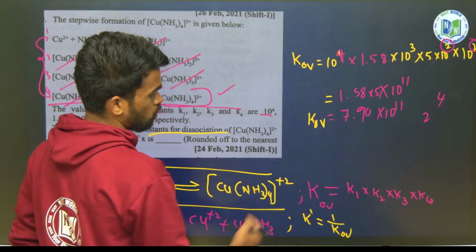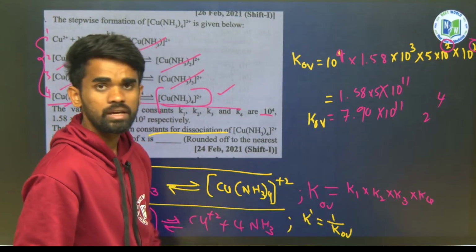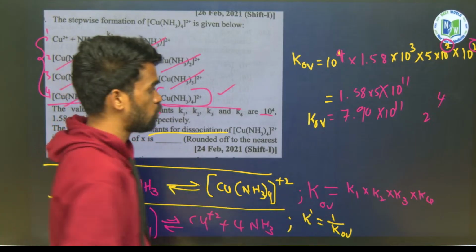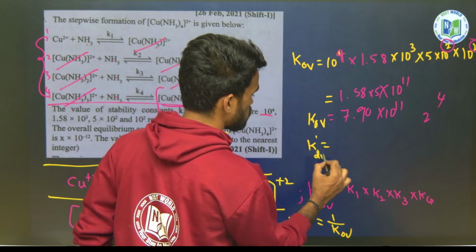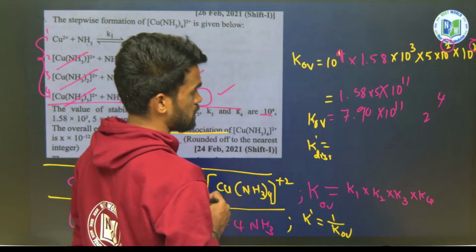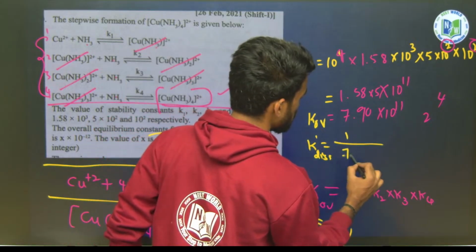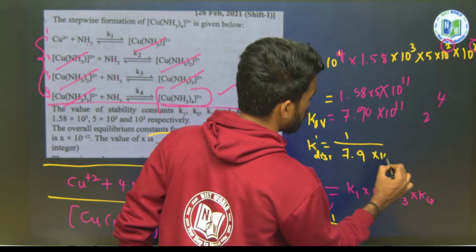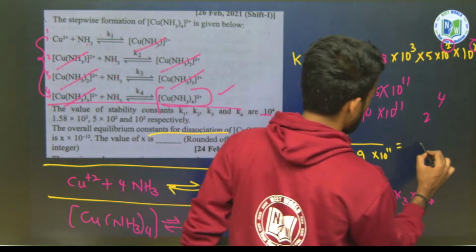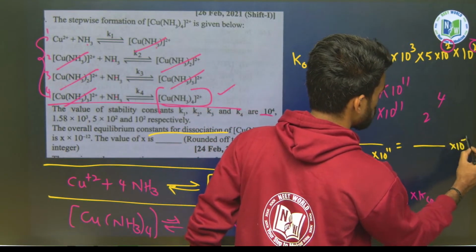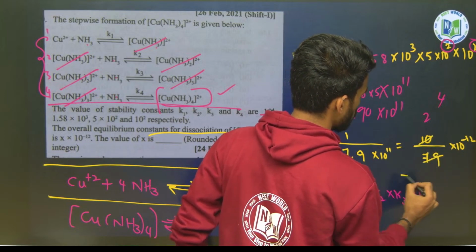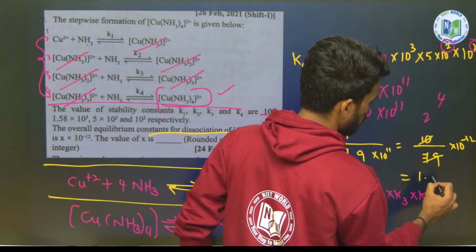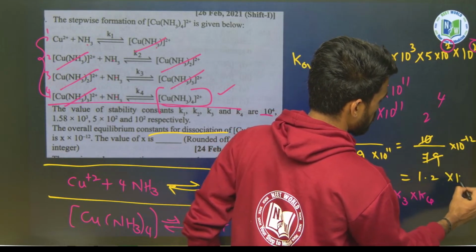So what is our K overall here? That will be 1 by K dash equals 1 by K overall. So that is our answer here. So K dash equals, this is the equilibrium constant for dissociation, that is what they are asking. So 1 by 7.9 into 10^11 you can write, and simply I can write 10^-12, here 10 and here 7.9. So this will be around 1.2 something like that into 10^-2.